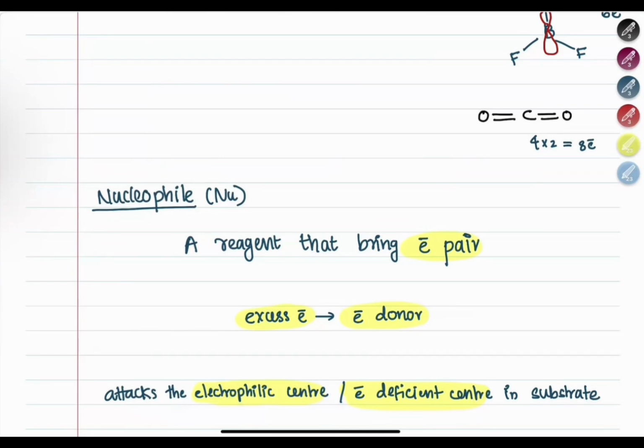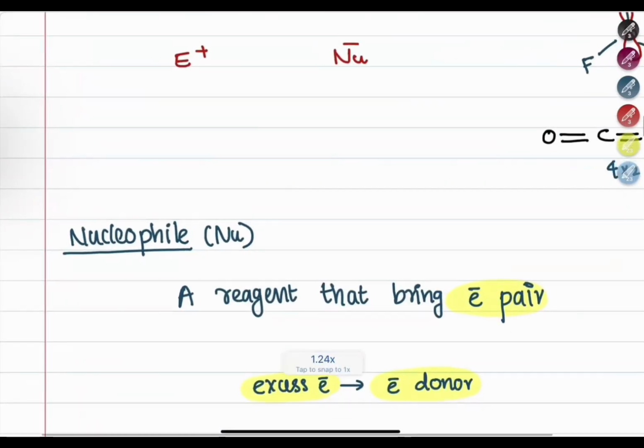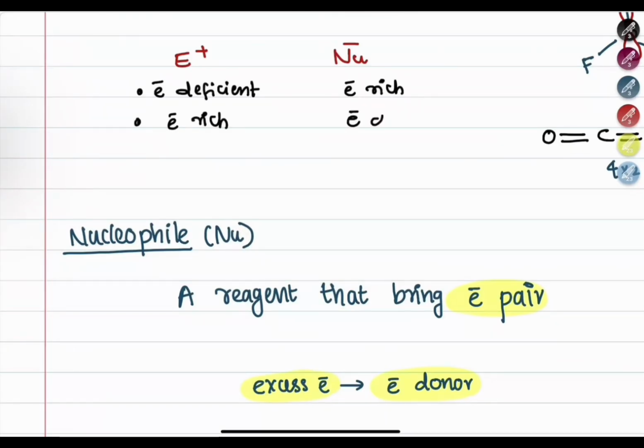If we compare electrophile and nucleophile, they are exact opposites of each other. In an electrophile, we have seen it is an electron deficient molecule, but a nucleophile is an electron rich molecule. And in a reaction, an electrophile will attack an electron rich center in the substrate, but a nucleophile will attack an electron deficient center in the molecule, right? So now we have to explain different types of nucleophiles.